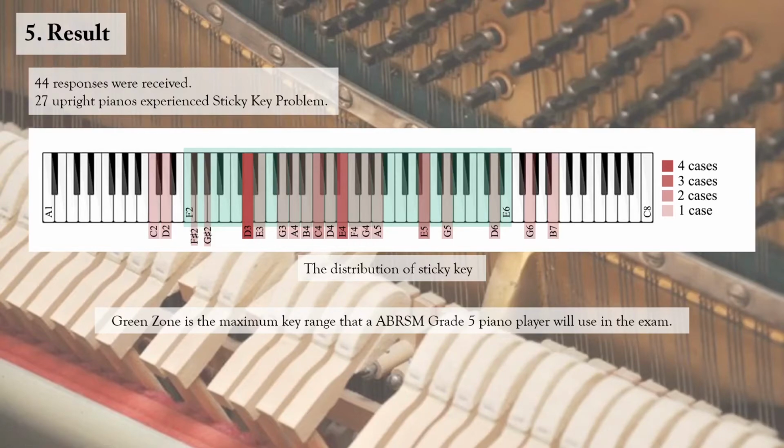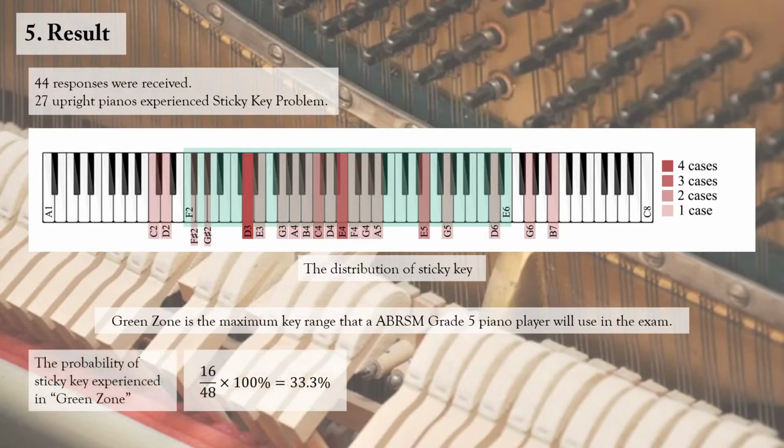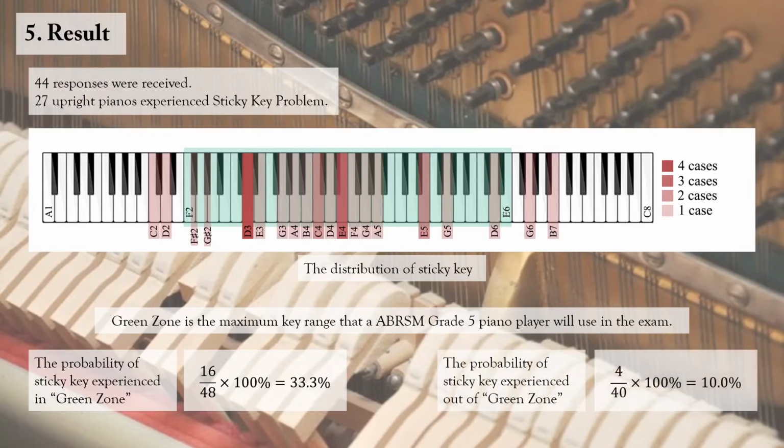Actually, this is the key range that no matter what grade the piano player is, they will use frequently. In this green zone, there are 48 keys, and outside of it, there are 40 keys. I calculated the probability for the sticky key experience in the green zone. There were 16 keys, which makes the probability equal to 33.3%. And for the probability outside the green zone, there were only 4 keys, which makes the probability only 10%.